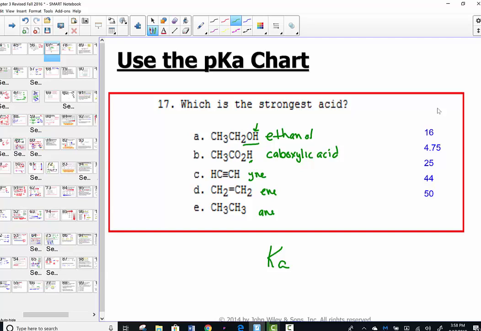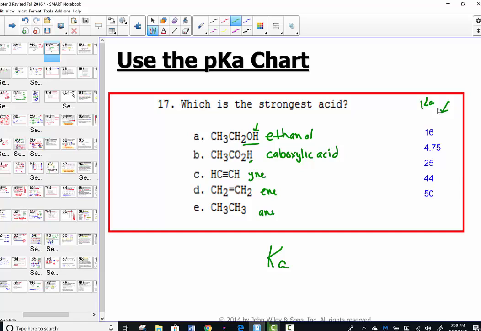Now, this part was not provided in the question, but I took some time prior to the class and wrote down the pKa values using my chart. I found ethanol, CH3CH2OH. It has a value of 16. Can you point to that on your chart? Find it. It's kind of like 3/4 of the way down. 16 is its pKa.